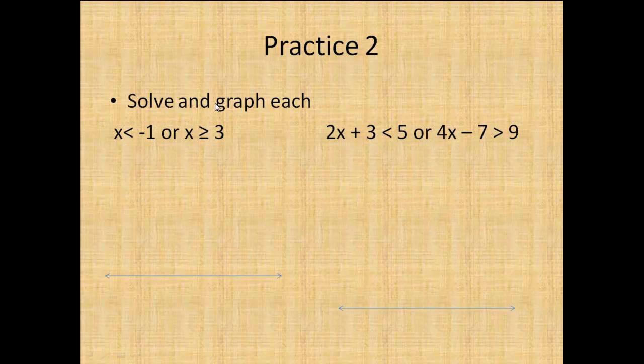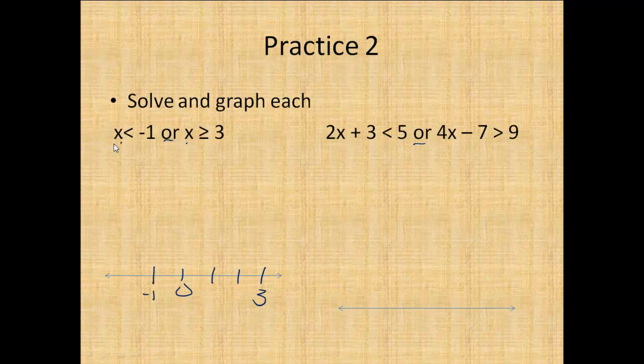Okay, second set. Solve and graph each. Now notice both of these are or compound inequalities. So my first one is x is less than negative 1 or x is greater than or equal to 3. I don't actually have to solve either of these because x is completely by itself already. So I just need to go down to my graph and graph them.